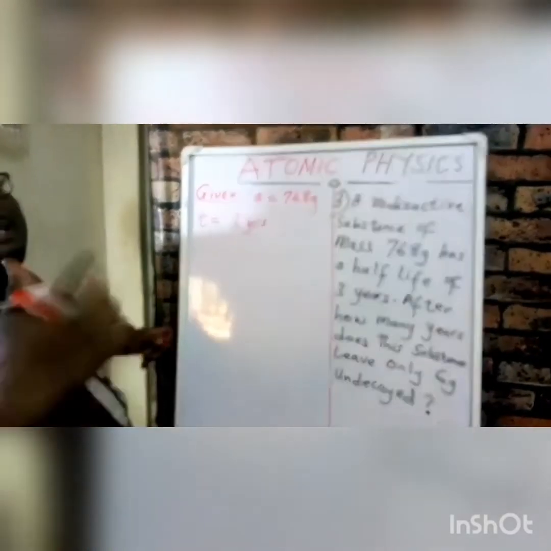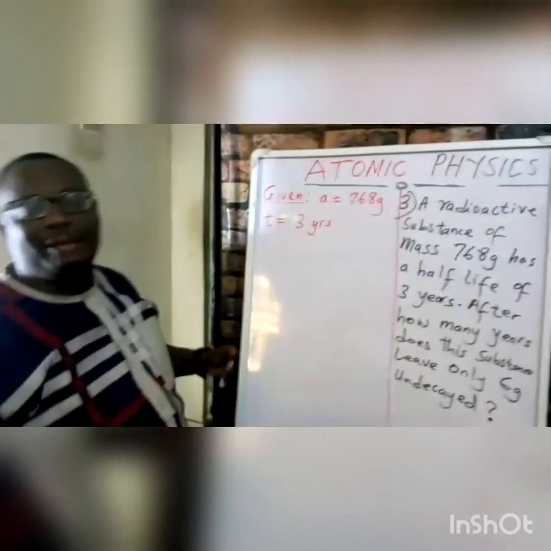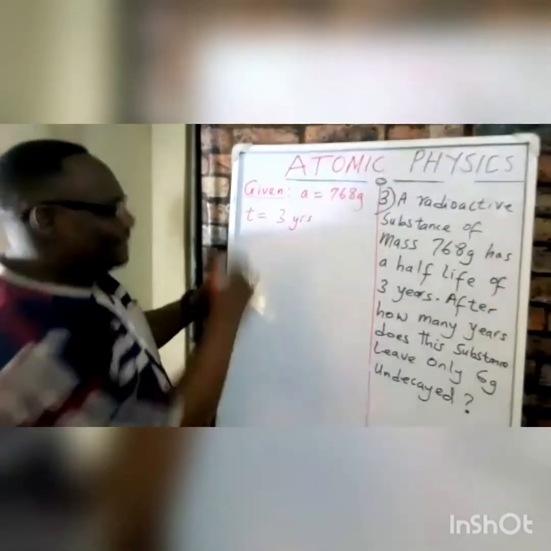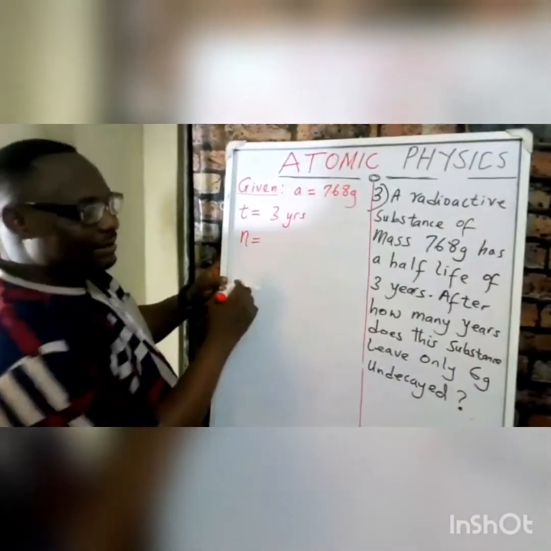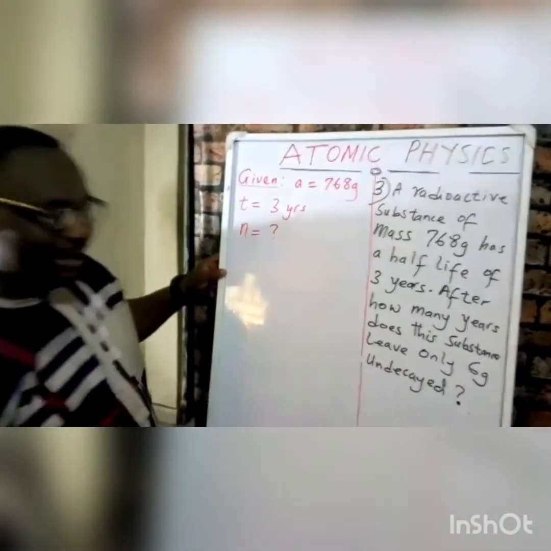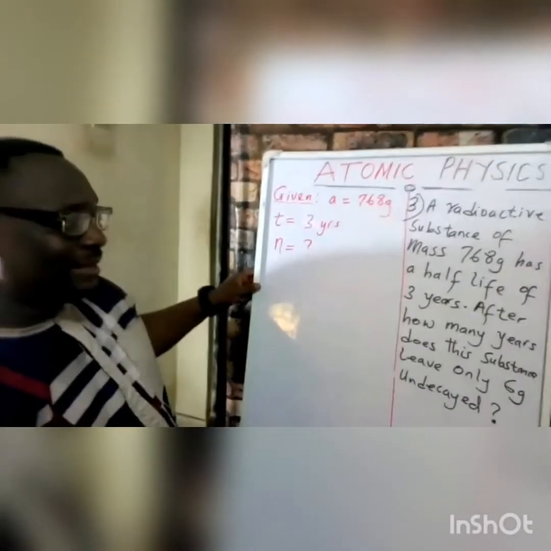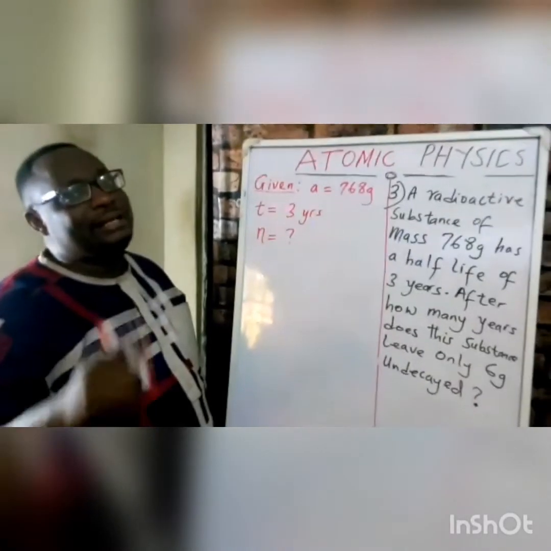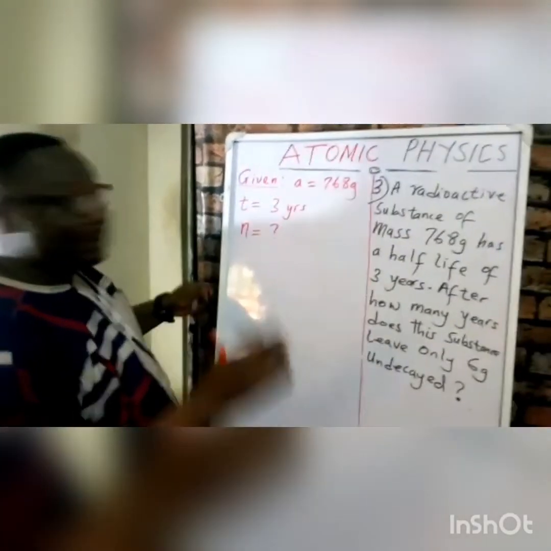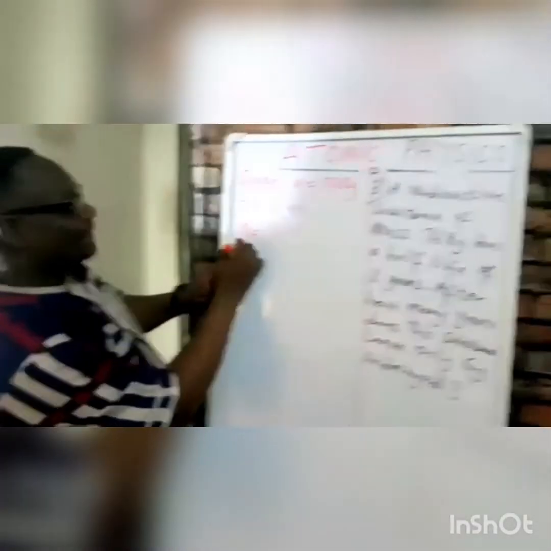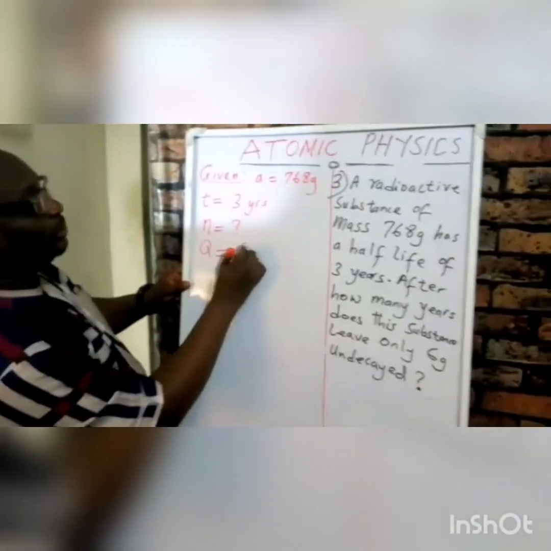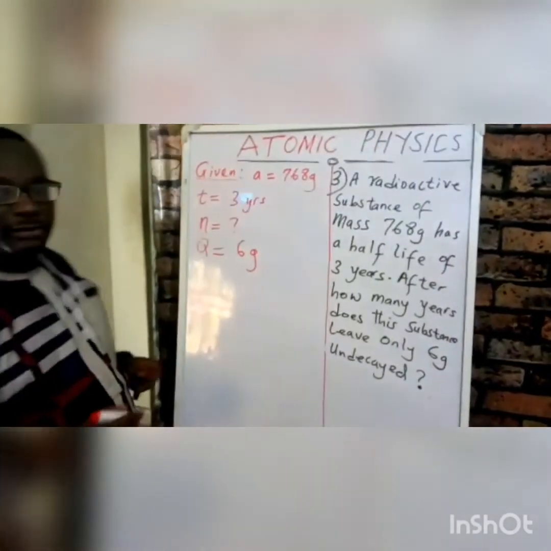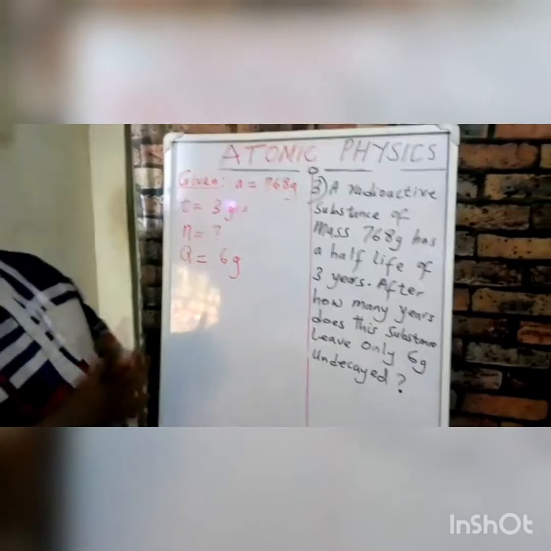After how many years? The required time. That's N, our required time. We're looking for N. After how many years does this substance leave only 6 grams undecayed? If you say 6 grams undecayed, that's the remaining amount. So it therefore translates to the fact that Q is equal to 6 grams. We have been using a particular formula.